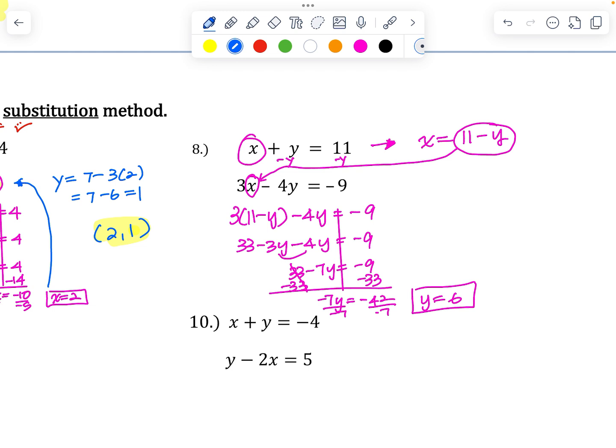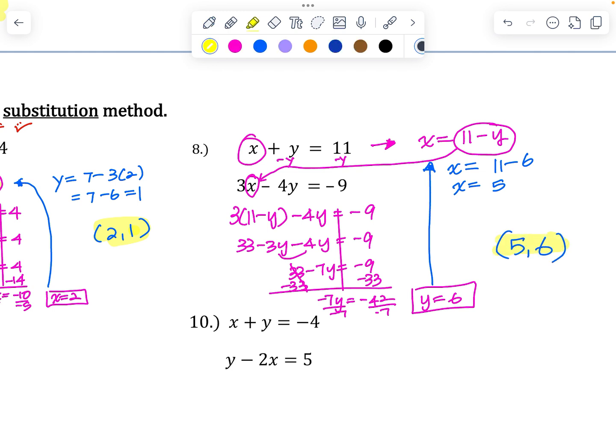Okay, now I'm going to take that and plug it into this equation so I can find x. X equals 11 minus y, and y is 6. So it comes out to 5. X equals 5. So I have 5 and 6 as my solution.